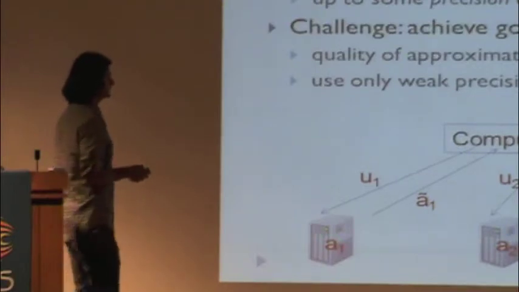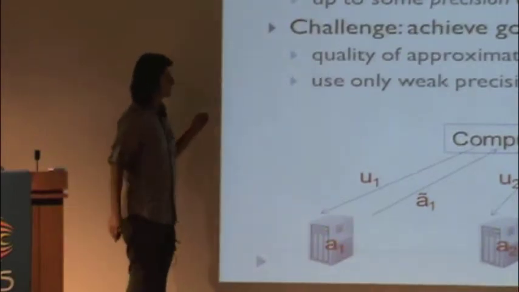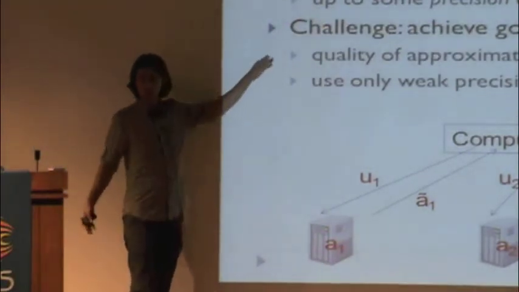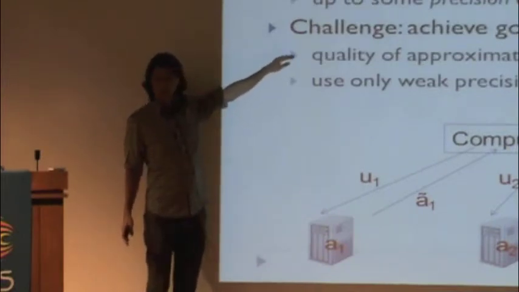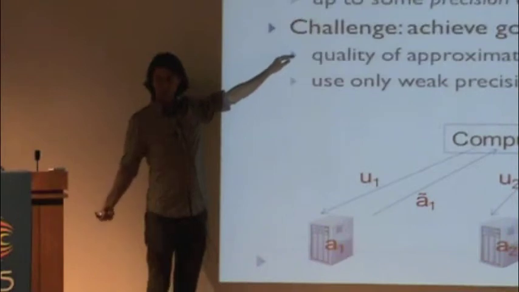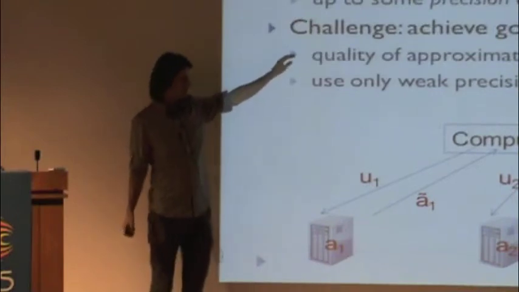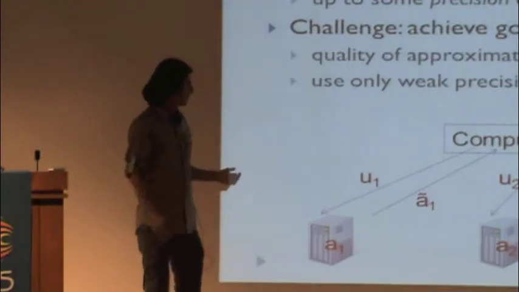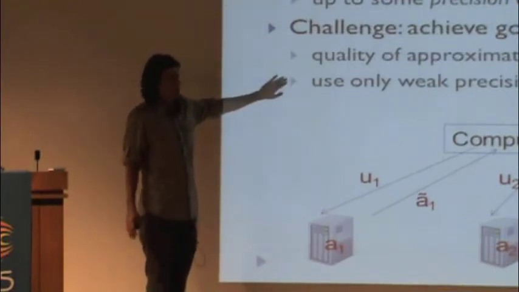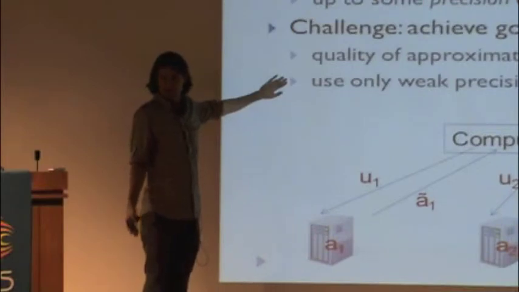And the challenge here is, of course, that it should be a trade-off between something, right? On the one hand, we want to achieve as good an approximation to S as possible. Basically, we want this S tilde to be as close to the real sum. And two, you don't want to require too much out of each computer.